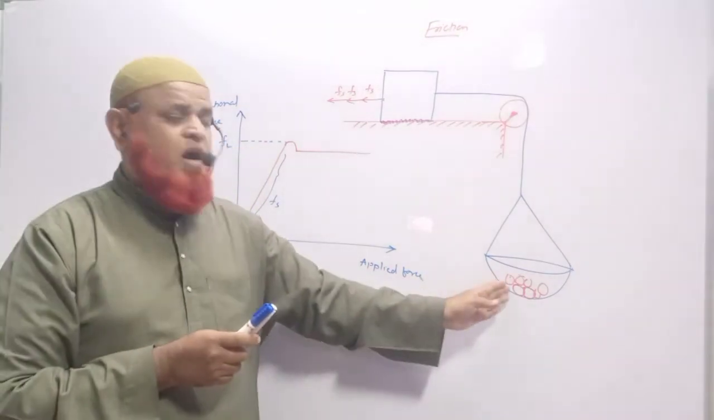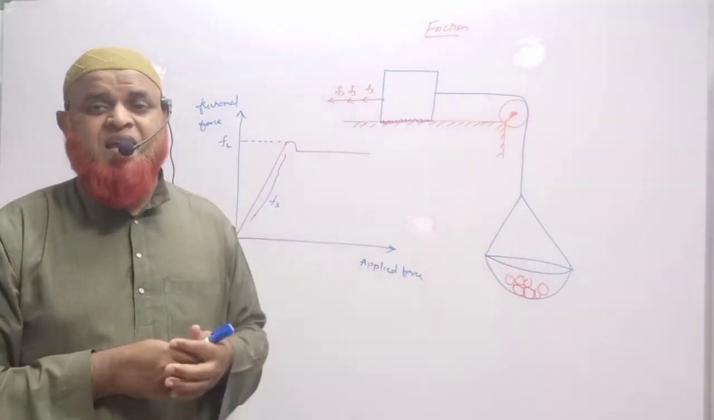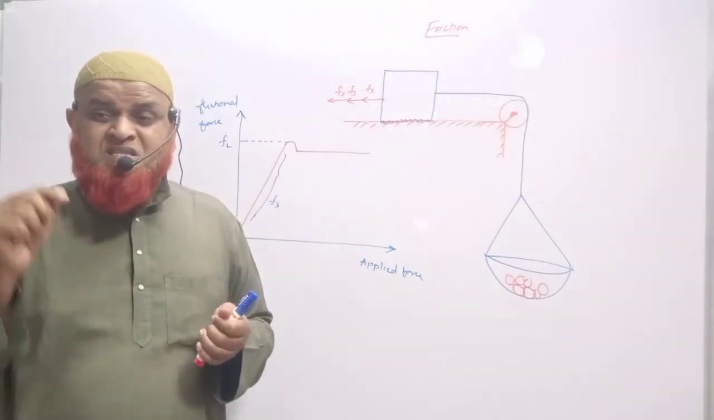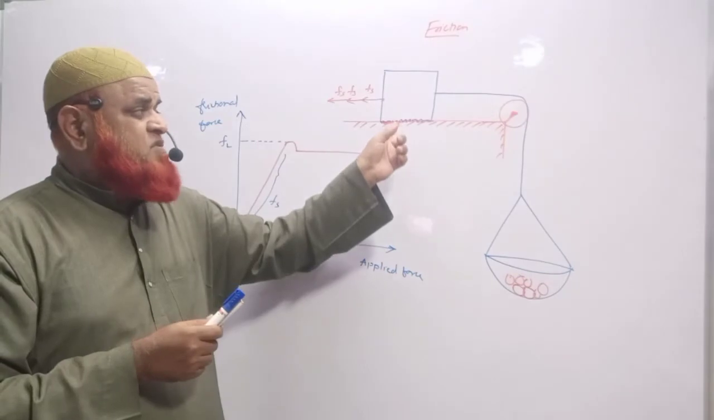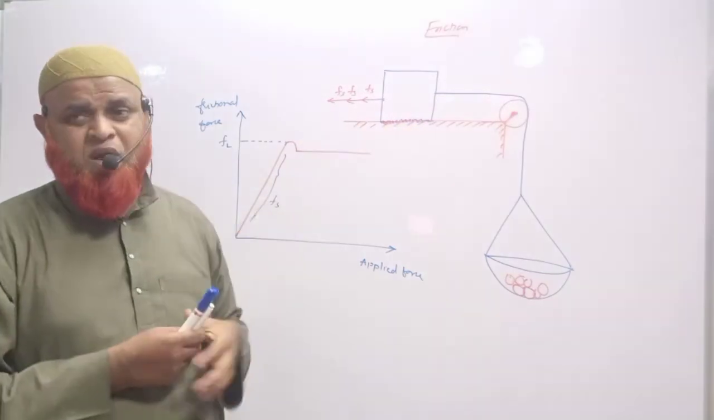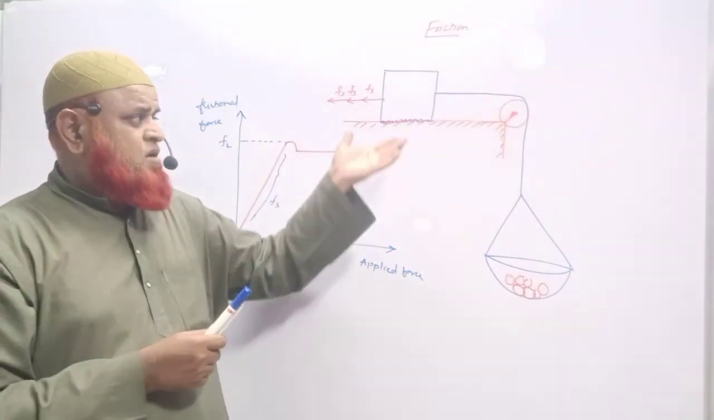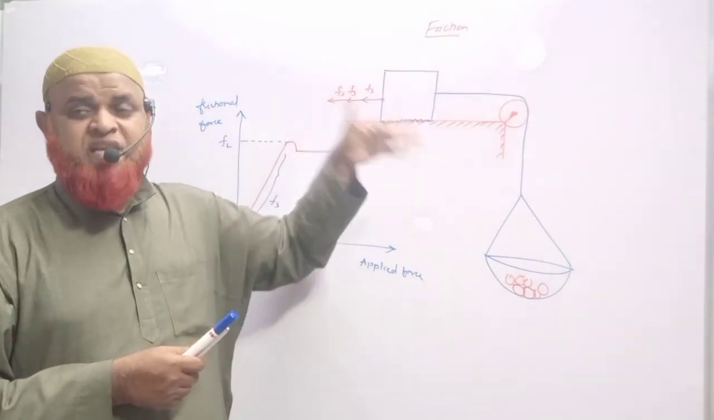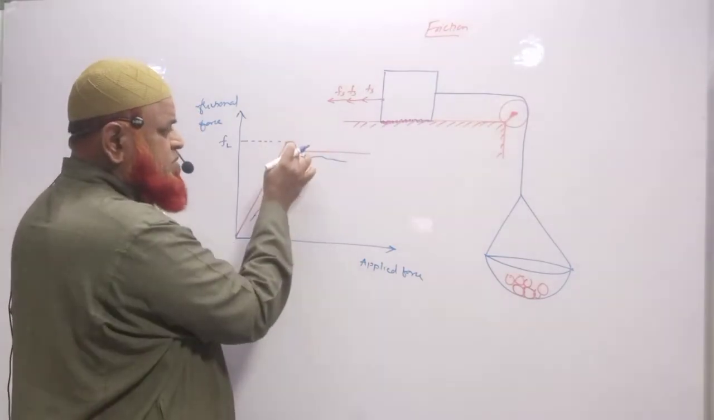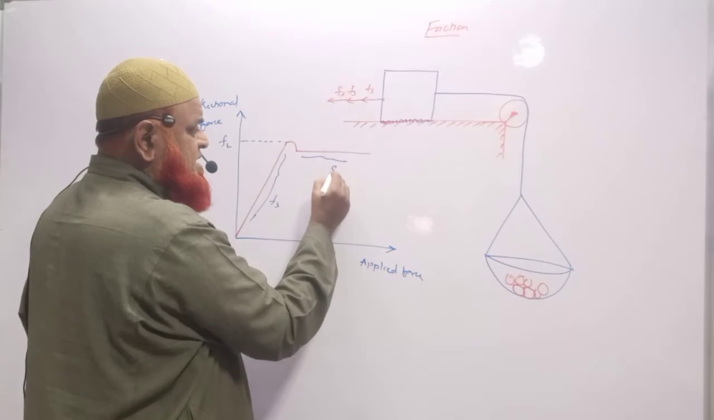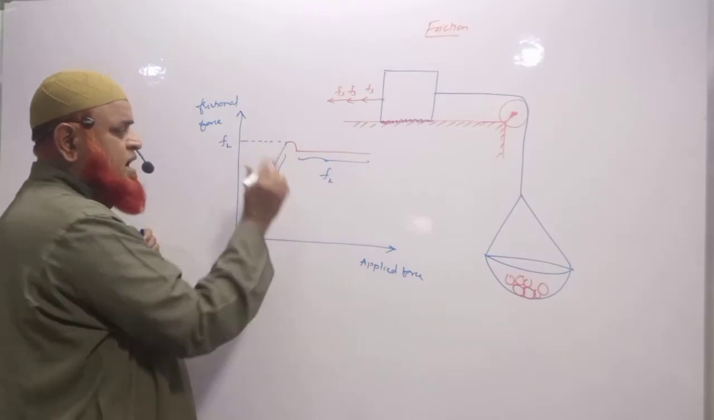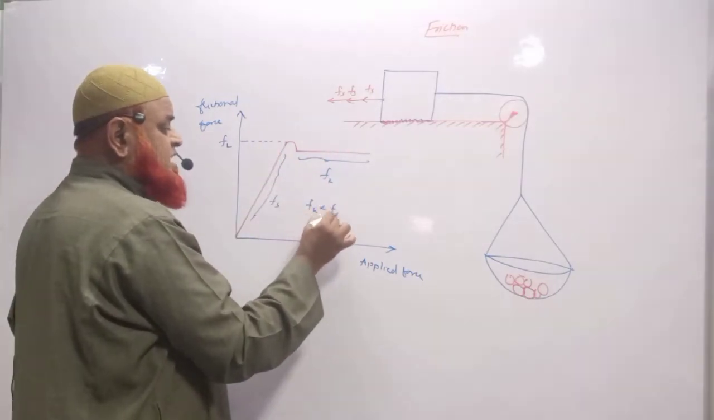That means once this limit of weights added in the pan has been crossed, then what happens? This block is ready to slide now. Once the block is ready to slide, the ups and downs of this block will not have time to fit into the ups and downs of the lower block. There is no time at all now. So what happens, the friction will decrease a little bit here. That friction, decreased from the limiting friction to a little lower, is called kinetic friction. Whatever straight line I am drawing, this is the kinetic friction. And kinetic friction is less than the limiting friction.